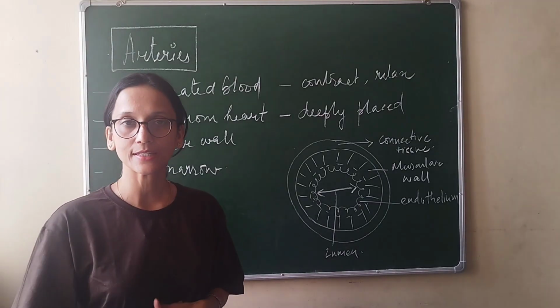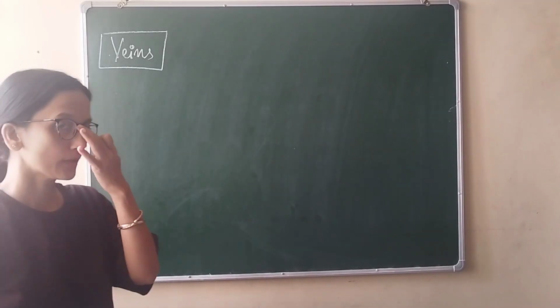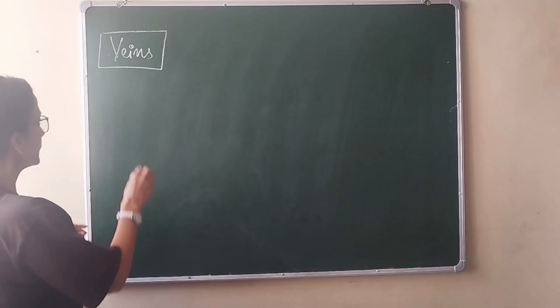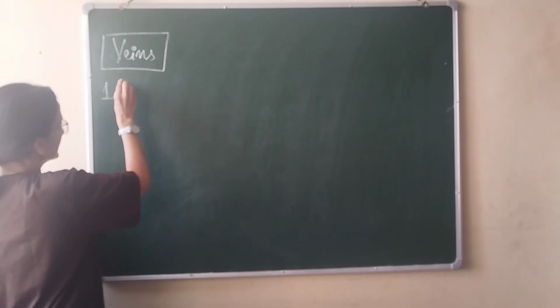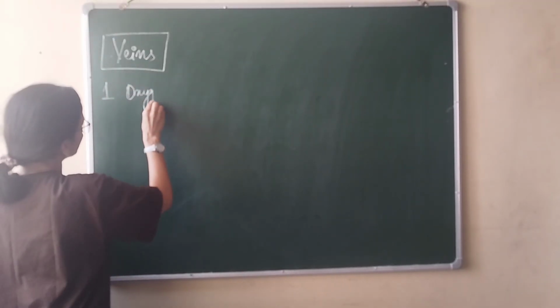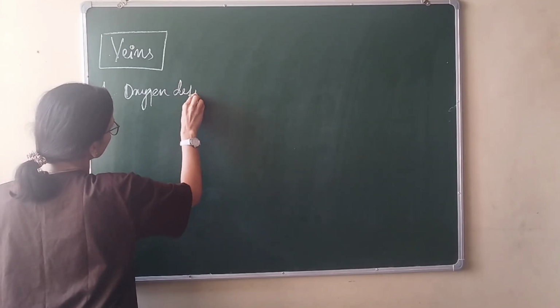Now let's quickly understand veins. Now about veins, again we start with first the nature of the blood. So they basically carry oxygen deficient blood.